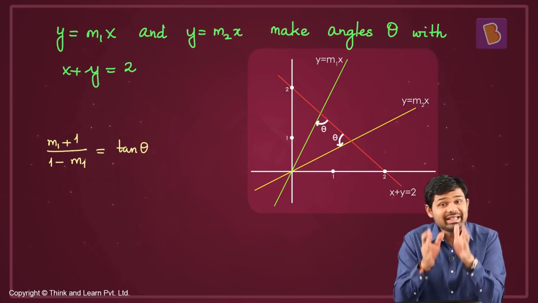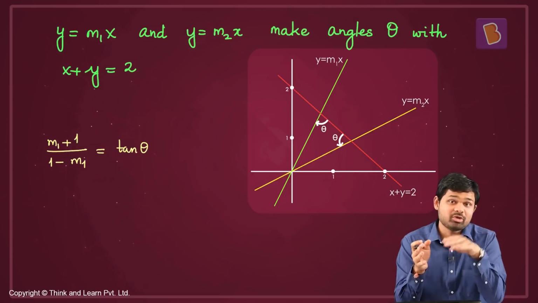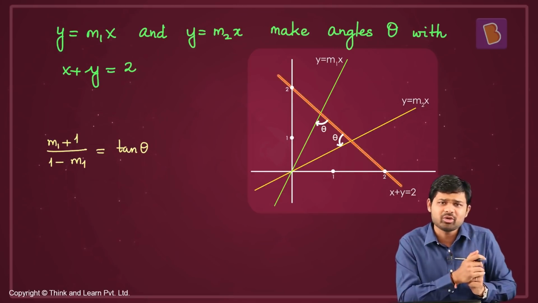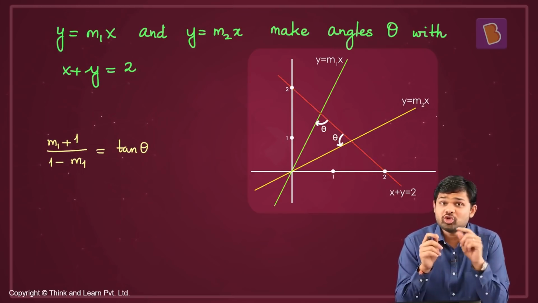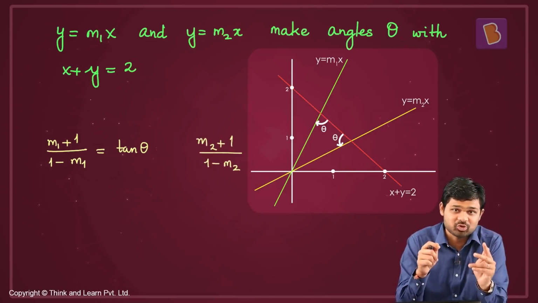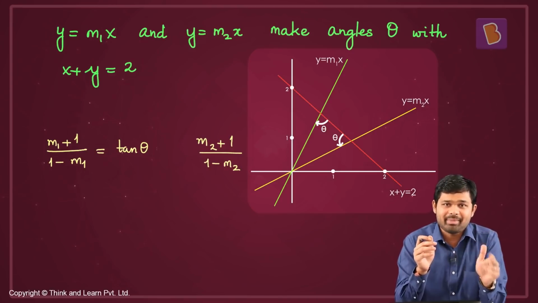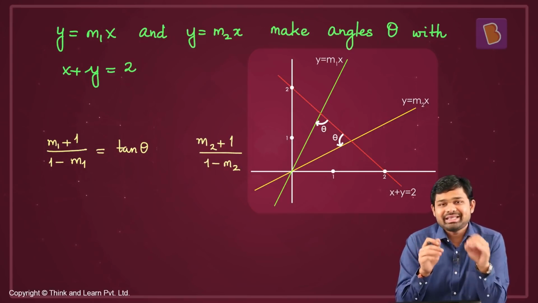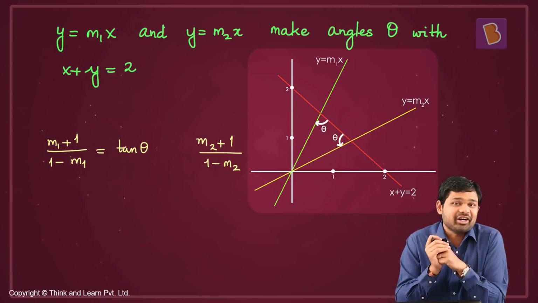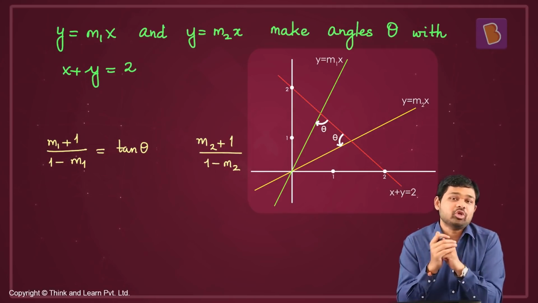Okay, that theta is also equal to the angle between the second line y equal to m2x and x plus y equal to 2, correct? So using the formula for the slope, we will again get m2 minus minus 1, m2 plus 1 divided by 1 plus m2 into minus 1, which is 1 minus m2. That is also equal to tan theta, right? But there's a small catch here. Both these are not equal to tan theta.